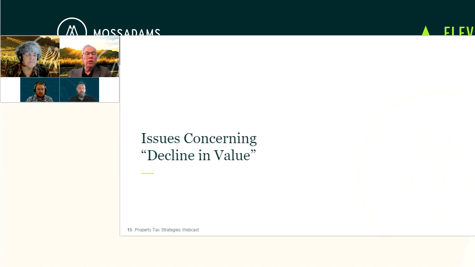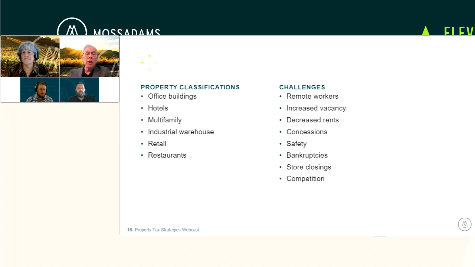Decline in value issues. Let me just say that post-pandemic, office buildings have experienced significant decline in values in general. What has happened? Remote workers, okay? With the remote workers, many companies said, hey, we've been able to do this successfully. We don't need all this space. Or maybe we're going to downsize. Increased vacancy, decreased rents, concessions lead to a decrease in net operating income, which certainly affects the value of the property and should be taken into consideration.